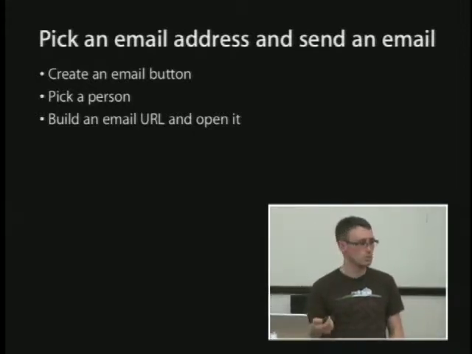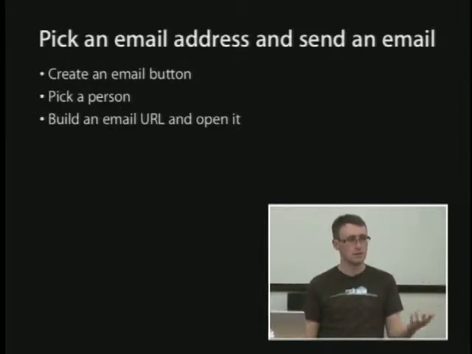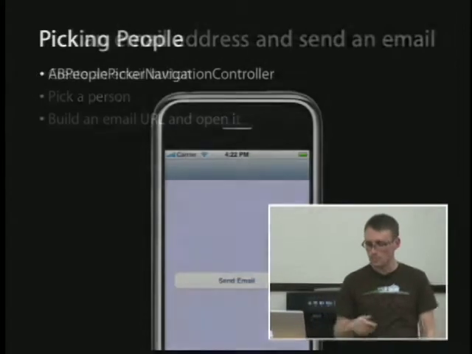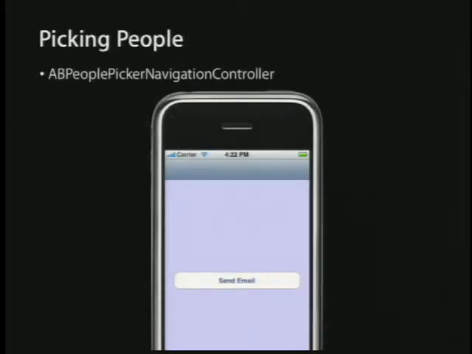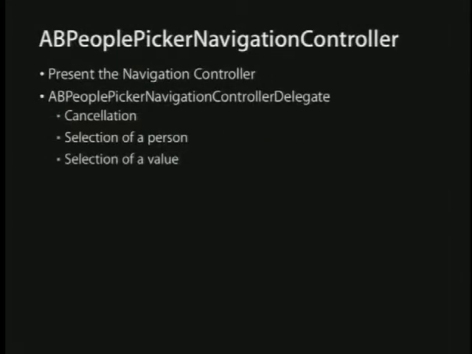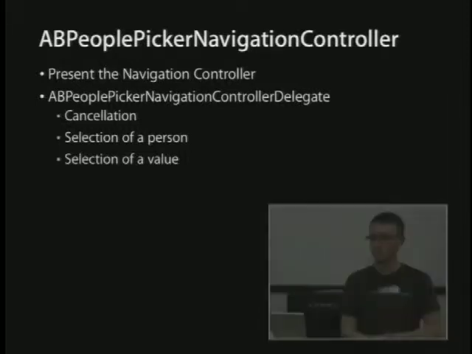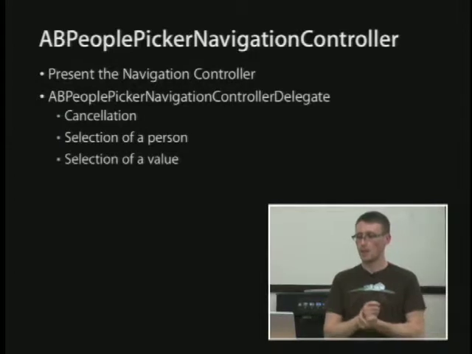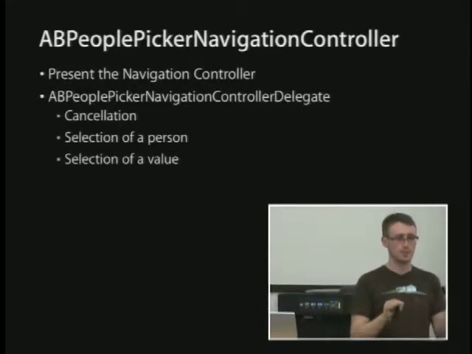In this case, we're going to do a little quick demo: create an email button, pick a person, and then send an email to that person. How is that going to work? Well, for picking people, we have another view controller, the AB People Picker Navigation Controller. When the user presses send email, we're going to bring up that people picker, pick a person, and then send the email. How does that work? You have this new navigation controller type, you present it, and then you implement the delegate. And that's pretty much all you need to do.